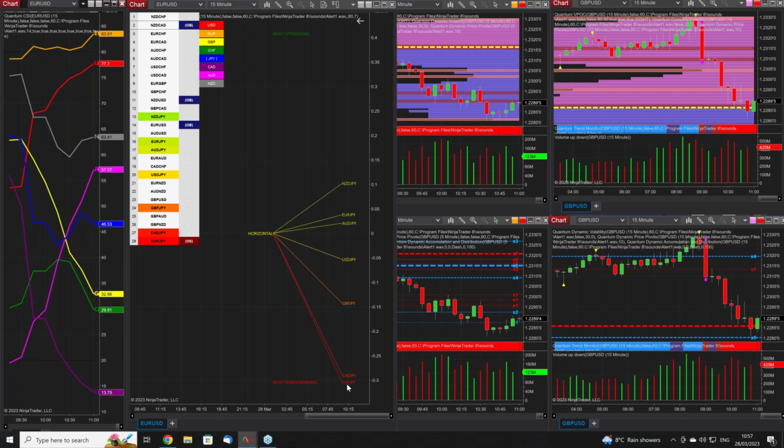Now, I don't know what time frame that may be. Again, you'd have the currency array set up in the various time frames you're looking at. But again, this is what this indicator is all about.